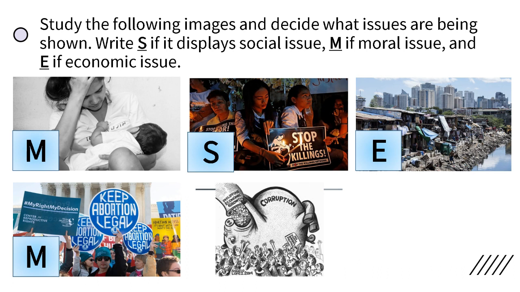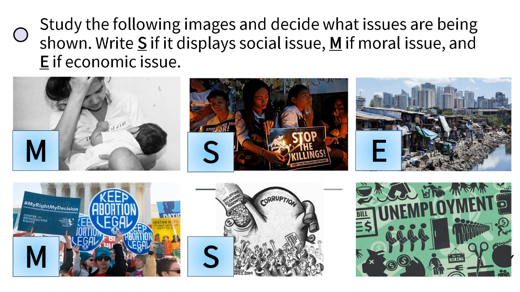And what about this one? Corruption. Philippine economic growth, corruption. What do you think is the issue? Very good. This is social issue. And last one, unemployment. Very good. That is economic issue.